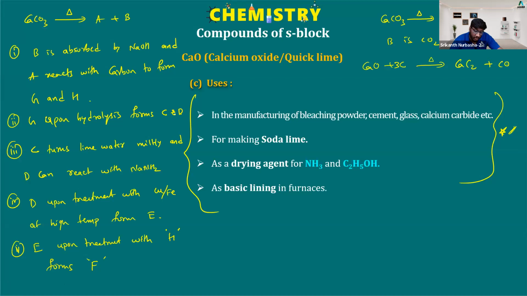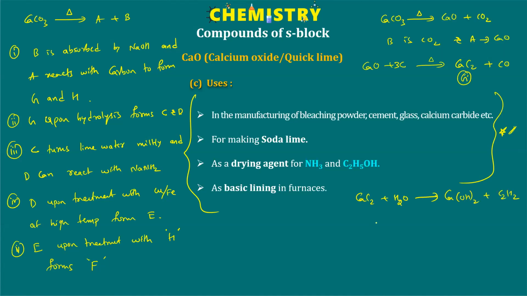G upon hydrolysis forms C and D. C turns lime water milky, and D can react with NaNH2. So what is G among these? G is CaC2, because CaC2 upon hydrolysis will form Ca(OH)2 and ethyne, C2H2. Yes or no? G is CaC2, which means CO is automatically H. CaC2 is your G. G upon hydrolysis forms C and D. C turns lime water milky. What is C then?